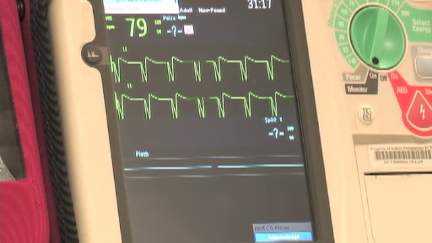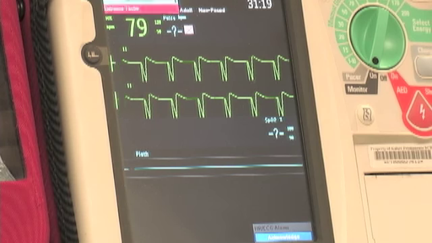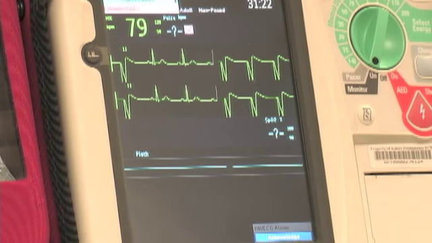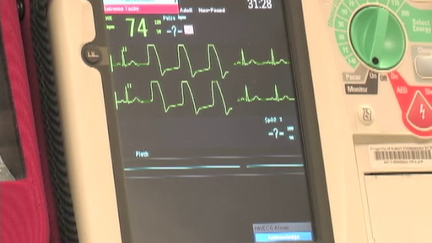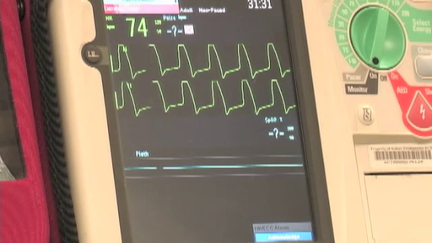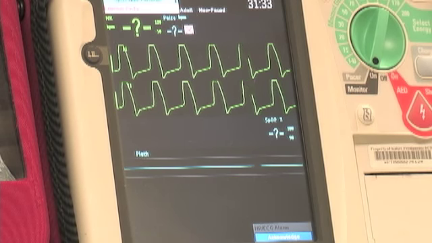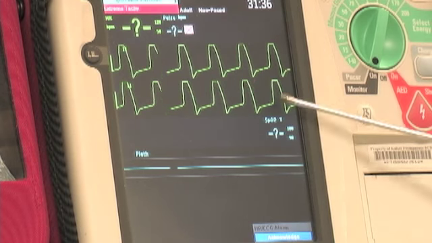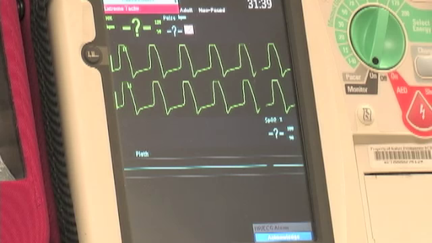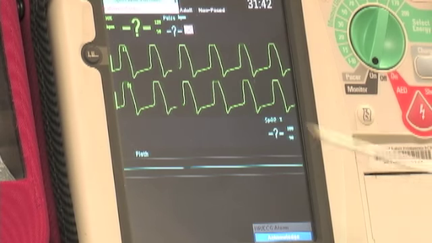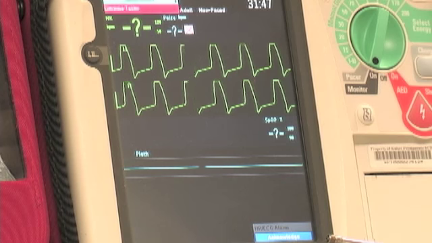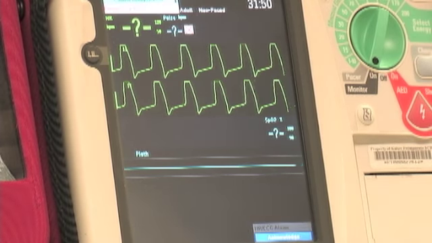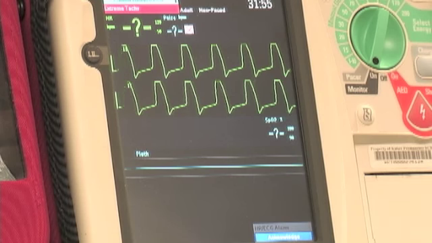I want to show you one more. If during resuscitation of a patient, CPR is in progress and you see this on the monitor, this is simply a reflection of chest compressions occurring. This is CPR in progress. If there's any concern, hold CPR, look at your monitor, and check for a pulse. Okay, and always remember, CPR needs to be high-quality CPR.